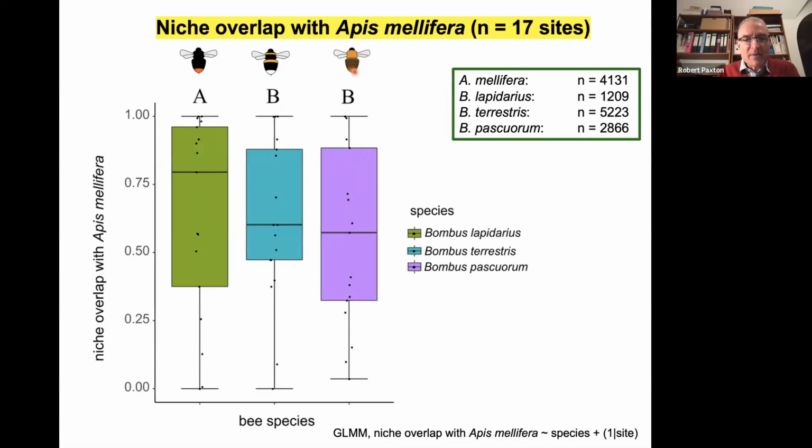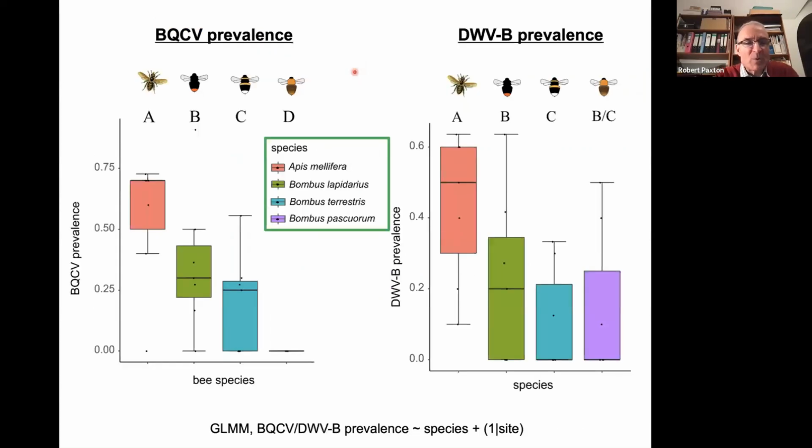Let's have a look at the patterns, and indeed that's exactly what we find. Looking at the prevalence of black queen cell virus, very common in bumblebees, we can see there's a clear pattern that the species of bumblebee which is most similar in foraging has the highest prevalence of this virus of all the bumblebees. Bombus terrestris intermediate and Bombus pascuorum the lowest.